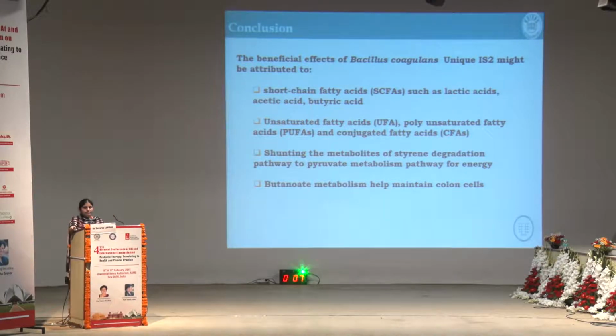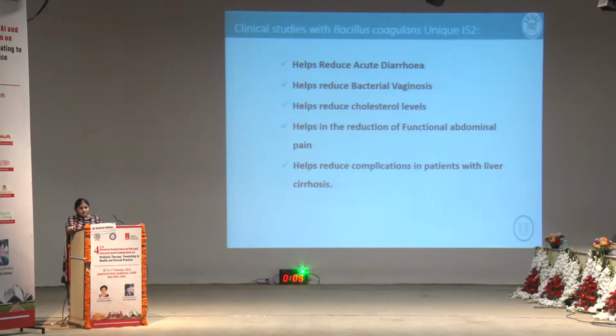It produces short chain fatty acids like lactic acid, acetic acid and butyric acid, and unsaturated fatty acid metabolism is also observed. So they produce polyunsaturated fatty acids and conjugated fatty acids. And the last one is styrene degradation metabolism. It is useful for energy; it produces energy for the pyruvate metabolism pathway. And the last one is butyrate metabolism. It helps to maintain colon cancer cells. So of course, HSoup is responsible for these things.